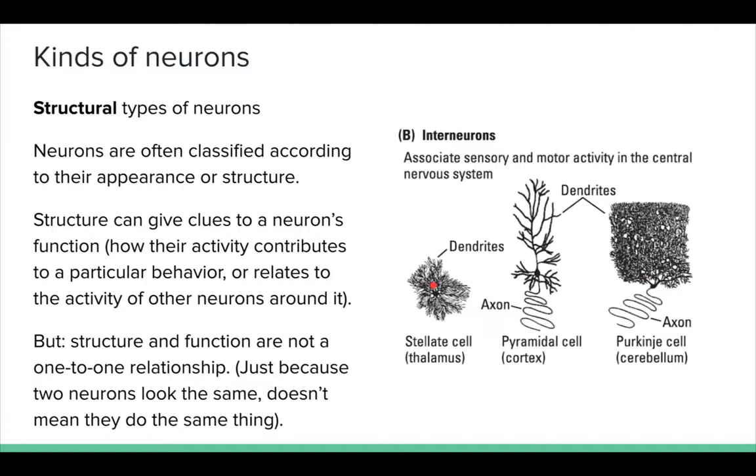However, you also have to keep in mind that structure doesn't give you everything. Maybe another way to put it is that it's not just a one-to-one relationship between structure and function. Neurons that have similar structures can do different things, or neurons that look very different can do similar things.